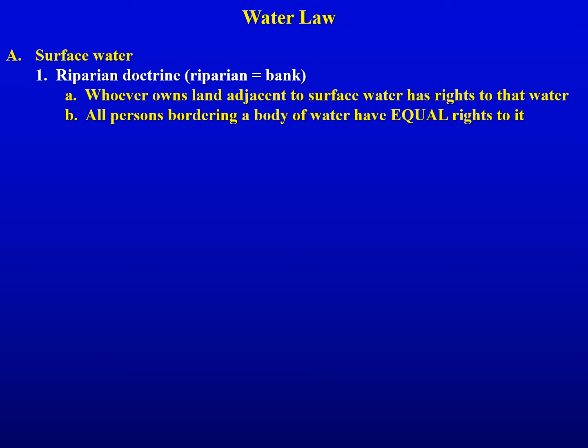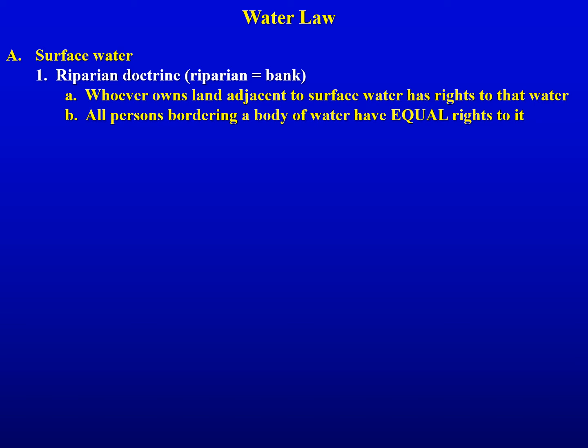It also says that it doesn't matter how big of a piece of property you have, everybody who has land along that water body has equal rights to it. So think about a lake. Let's say you have a lake. You could have one landowner that owns 95% of the shoreline, and then one other landowner that owns 5% of the shoreline. So this little tiny part that touches the water is one person's land, and all the rest of it is owned by somebody else. They both have equal rights to the water.